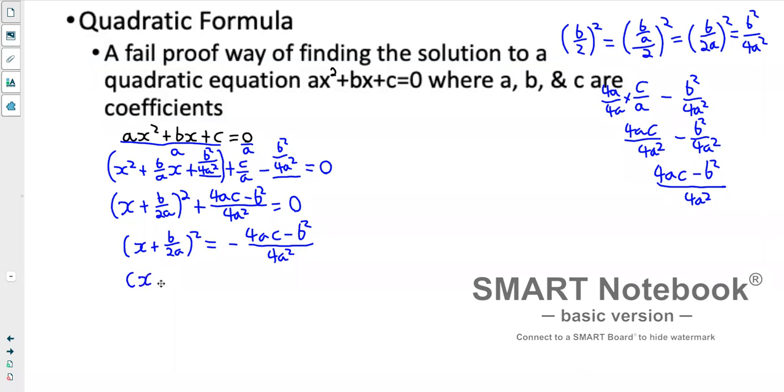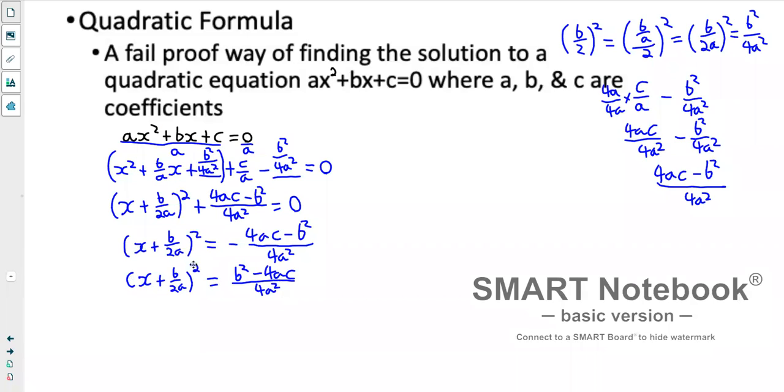So we have (x plus b over 2a) squared is equal to, when I multiply the negative in, the negative b squared becomes positive b squared. The positive 4ac becomes negative 4ac. And that's over 4a squared.